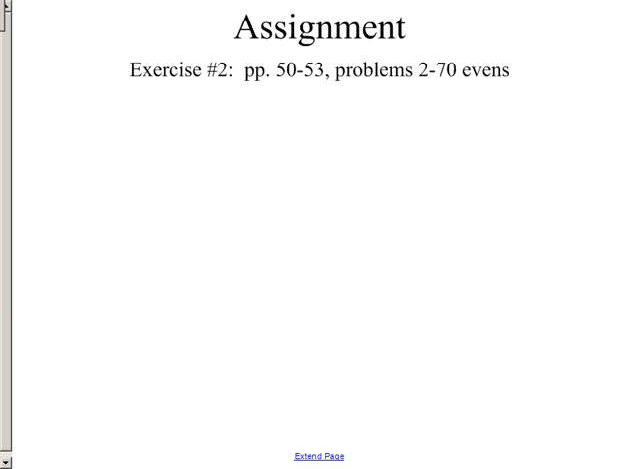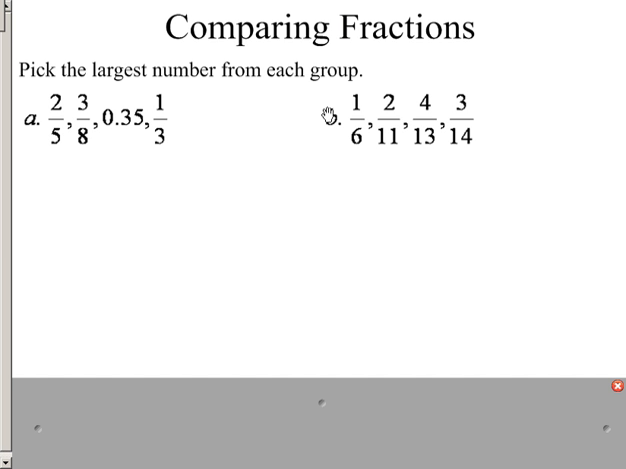11 here. Pick the largest number from each group. When you do these problems, you definitely want to use your calculator the best that you can. Take a look at what the values are. If you take 2 divided by 5, you're going to get 0.4. If you take 3 divided by 8, you're going to get 0.375. 0.4 is larger than 0.375. We know this is 0.333. Therefore, 2/5 has to be the largest number.